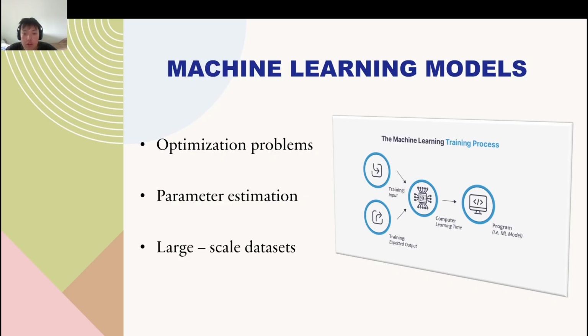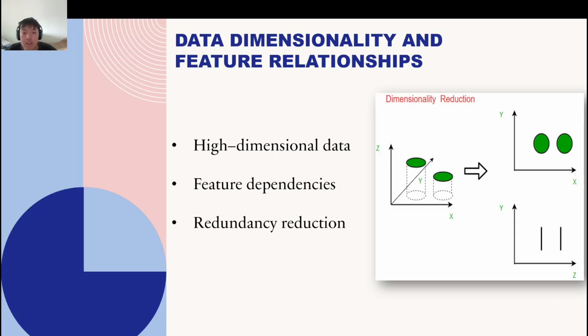on large-scale datasets. In data science applications, datasets are often high-dimensional, meaning they can contain a large number of features. Linear systems help analyze dependencies between these features and identify redundant information. By understanding these relationships, data scientists can simplify models, improve efficiency, and make results more predictable.